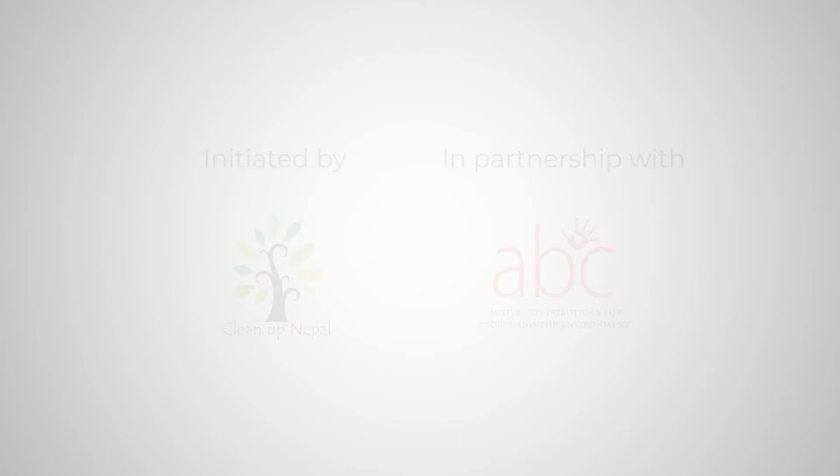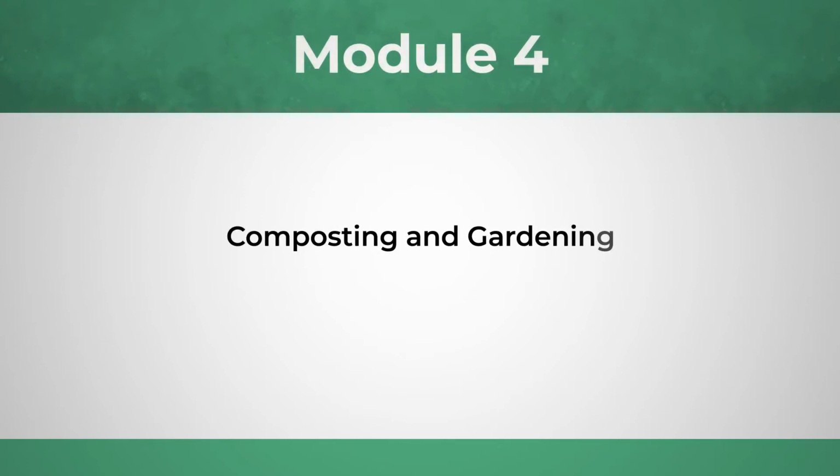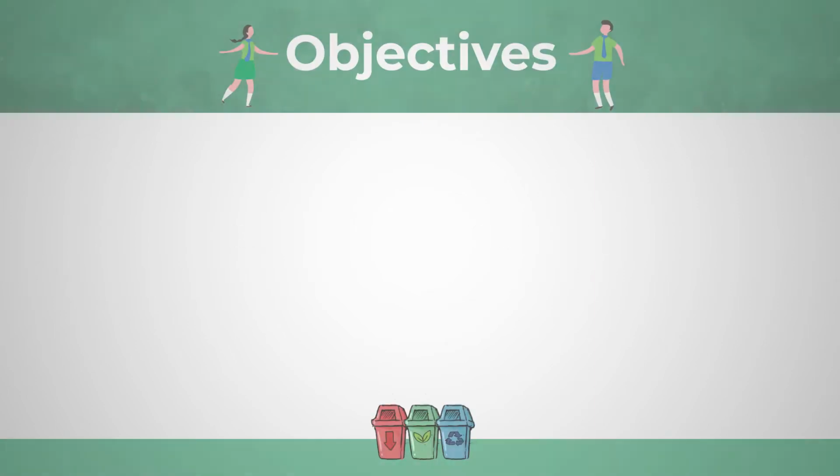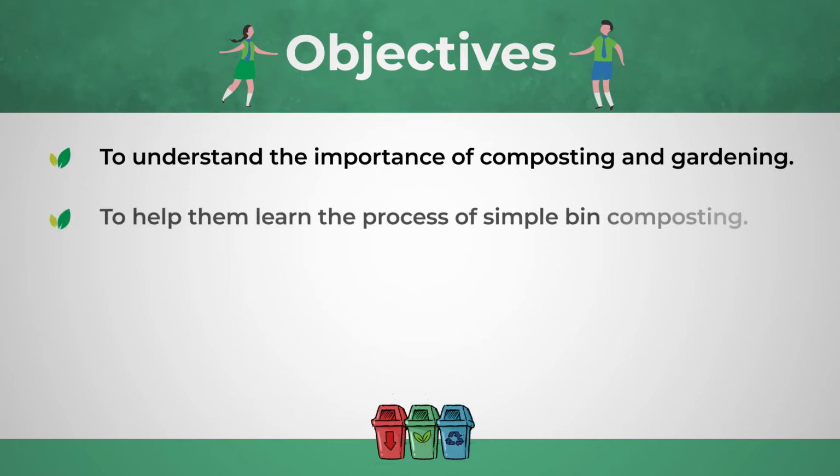In the previous module, we discussed the 3 R's. In this module, we will discuss composting, the factors affecting composting, its application and advantages, and provide a brief introduction to gardening. In this chapter, you will help students to understand the importance of composting and gardening and help them learn the process of simple bin composting.